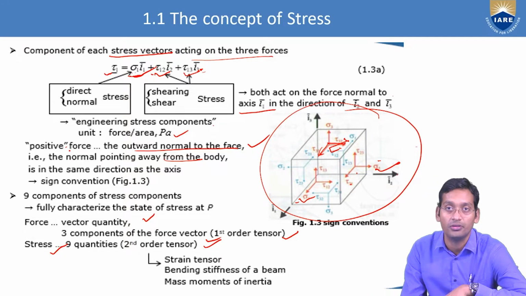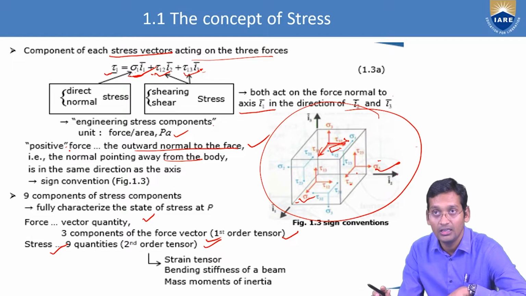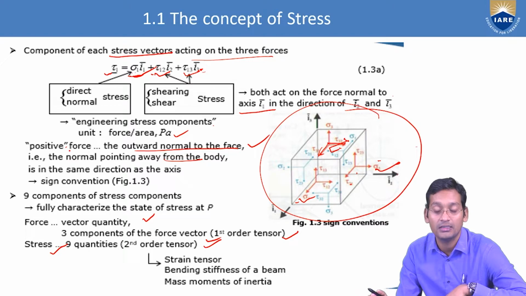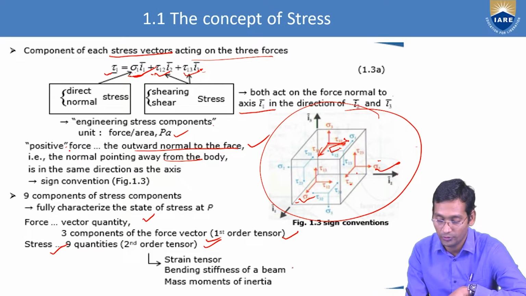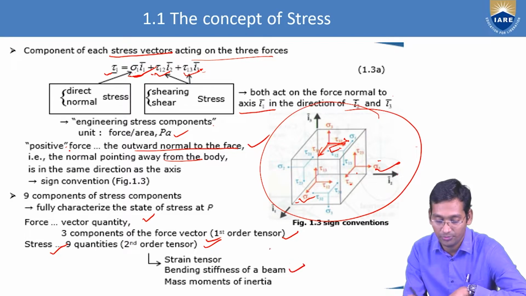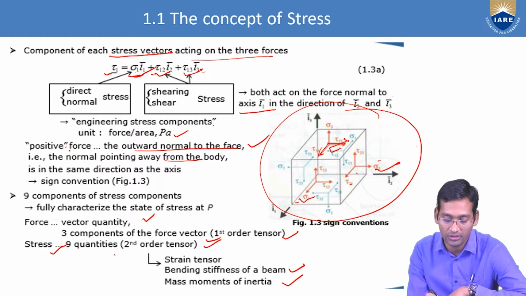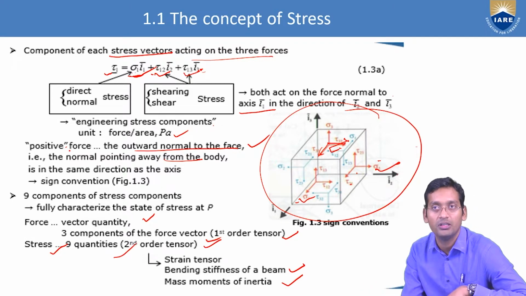Right, now what is a tensor? If there is direction, then what can you say? Vector. If there is no direction, only magnitude, it is a scalar. And the third, there is no magnitude, no direction. Now the bending stiffness of the beam and the mass moment of inertia also come under the second order tensor.